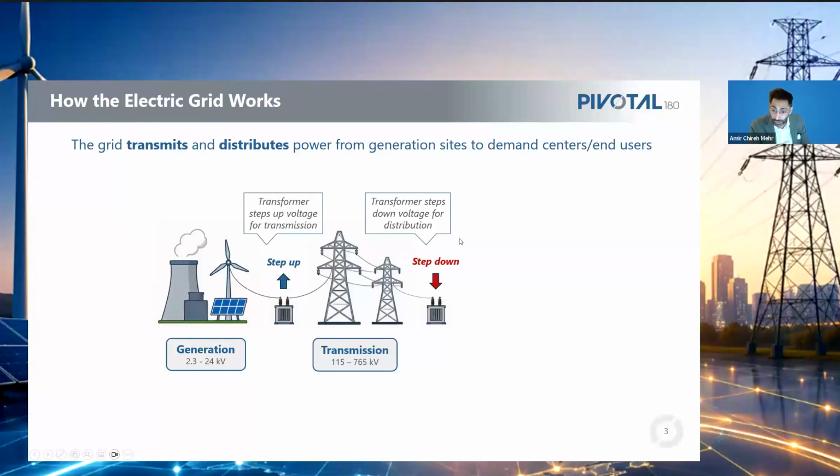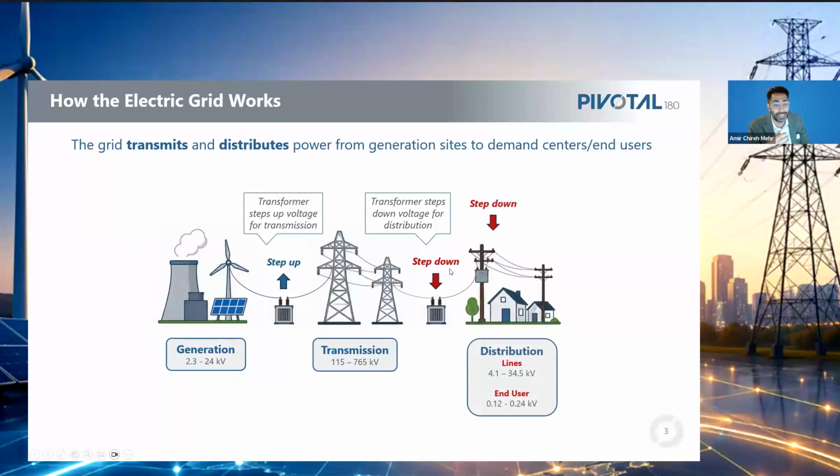When you get there, or get close, as the case may be, you'll have to step that power back down to a usable voltage that matches the voltage required by industrial processes, commercial businesses, and residential households. So you'll step down that power and then distribute it over local power lines until you get to your end users.